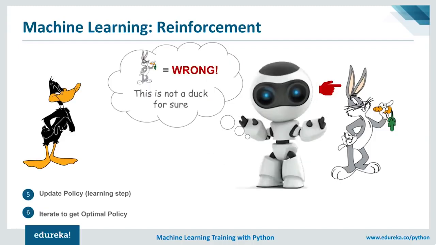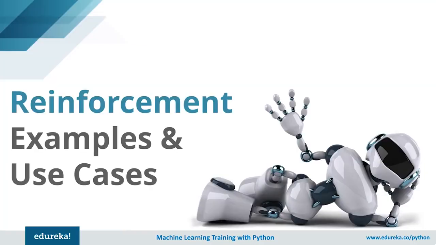Now the machine will update its policy and this will continue till the machine gets an optimal policy. From the next time, the machine will know that a bunny is not a duck. Let's see some of the use cases of reinforcement learning.